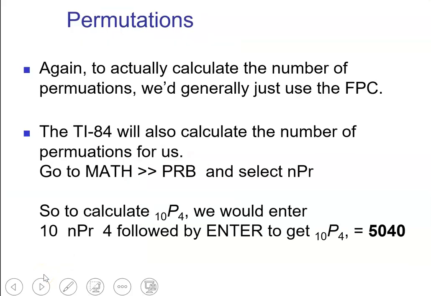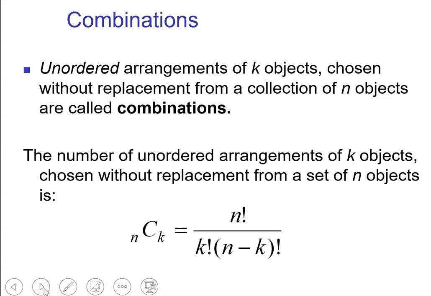All right, so now we're going to talk about combinations here. The difference here is it's not ordered. An arrangement of k objects chosen without replacement from a collection of n objects is called a combination. So this is nCk. It's n factorial over k factorial times n minus k factorial.